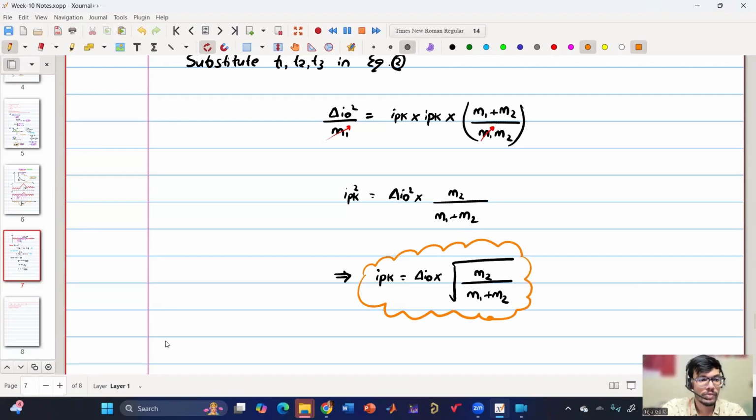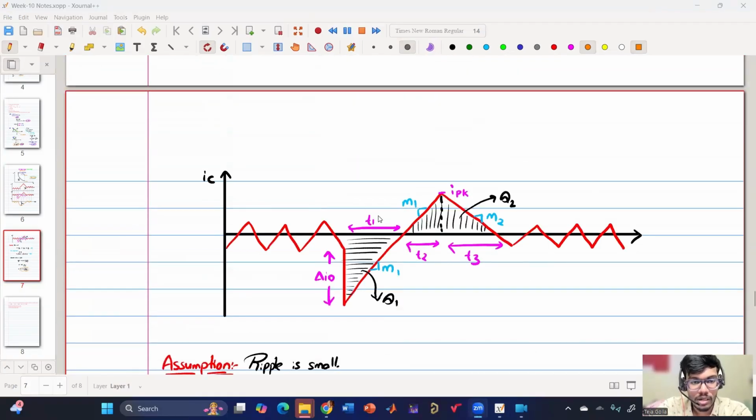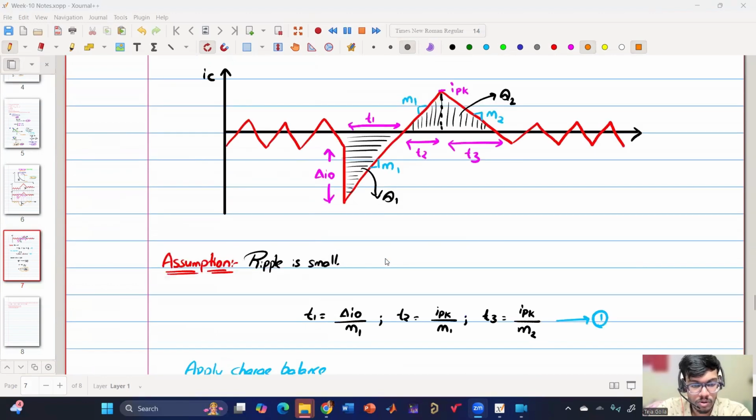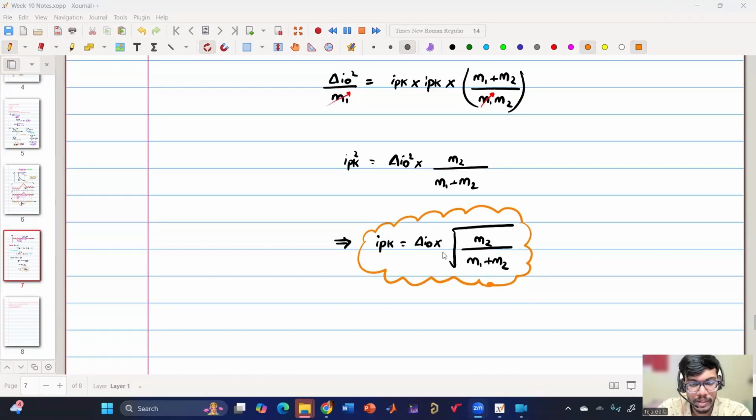Agree? Yes, sir. Others also, I hope you don't have any doubts till this point. So just to quickly summarize, this is my capacitor current. From the slopes and these values, we know T1, T2, T3 in terms of I naught, delta I naught, I peak, M1 and M2. Once we get those, using the charge balance equation, the area under this and the area under this should be equal in magnitude. So we are equating the magnitude and substituting everything. Now I got I peak as delta I naught into M2 by M1 plus M2.